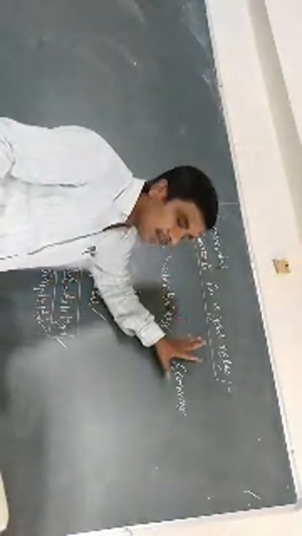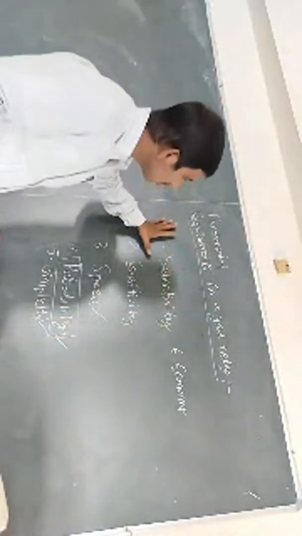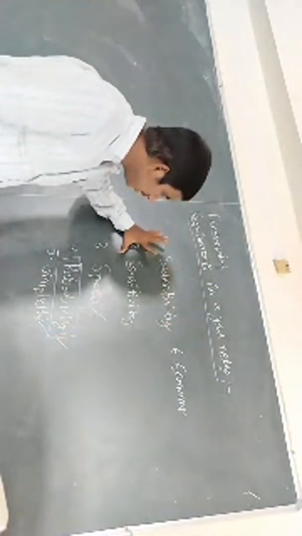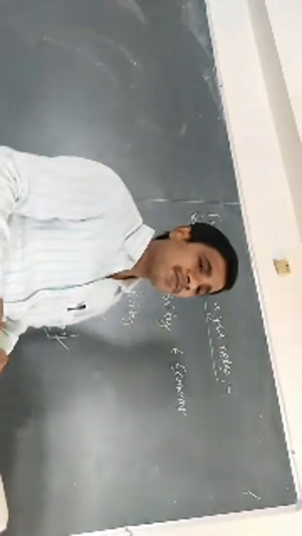And economy, the cost of the relay also should be low. That means everybody has to be able to purchase it. These are some fundamental requirements for a relay: selectivity, sensitivity, speed, reliability, simplicity, and economy. These are the fundamental requirements for a relay.